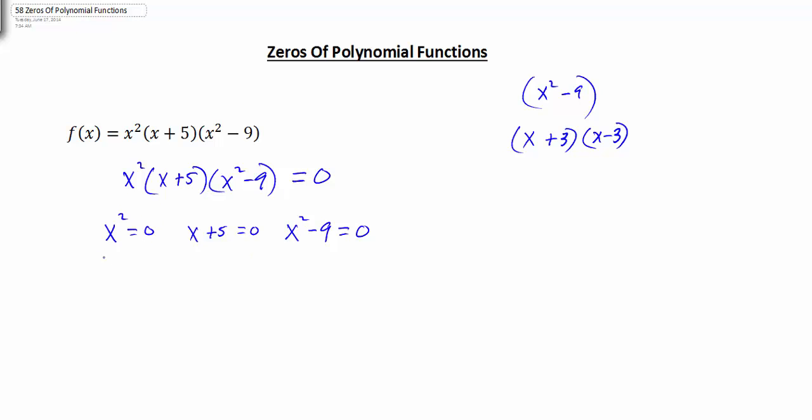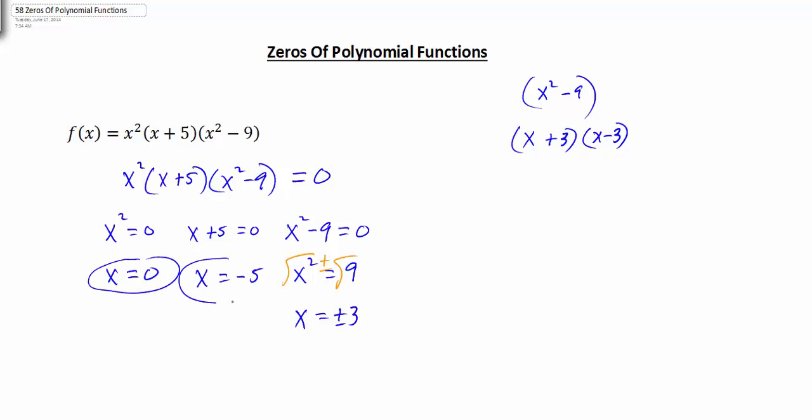Well, x squared equals 0 is simply x equals 0. x plus 5 becomes x equals negative 5. And then we would have x squared equals 9. Don't forget, if we're solving for x, we have to take the square root, and that becomes plus or minus. So that's where we get x equals positive or negative 3. So we have 0, negative 5, plus or minus 3.